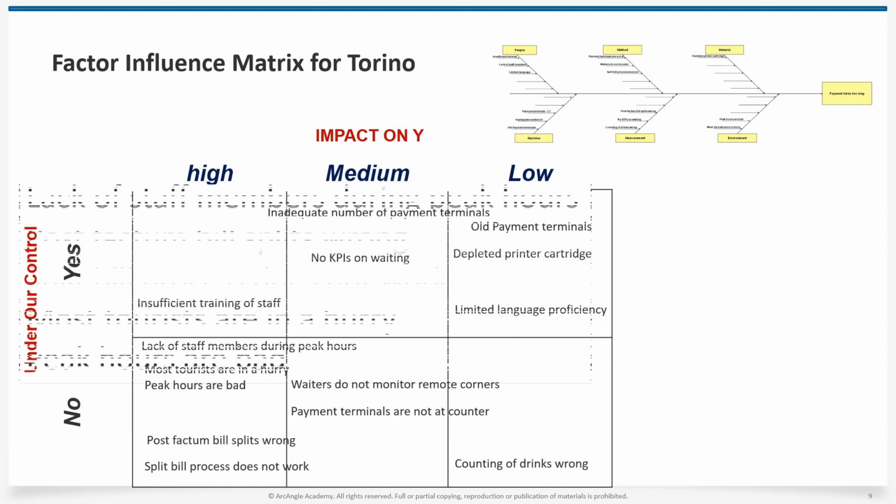Split bill process does not work. If the system or process for splitting bills among customers is not functioning effectively, it can lead to errors, delays, and customer dissatisfaction. Most tourists are in a hurry. In a restaurant popular among tourists, the time constraints and urgency of tourists can put additional pressure on the payment process, requiring efficient and swift transactions. Peak hours are bad. The high volume of customers during peak hours can strain the payment process, leading to longer wait times, potential errors, and decreased customer satisfaction.